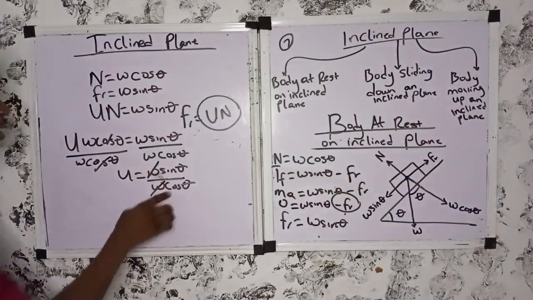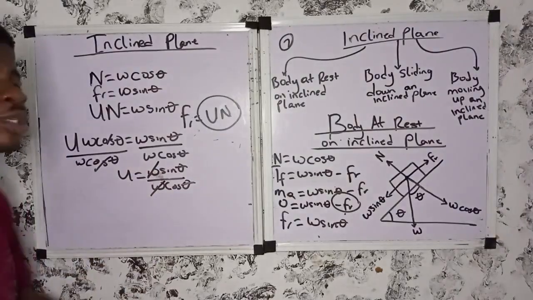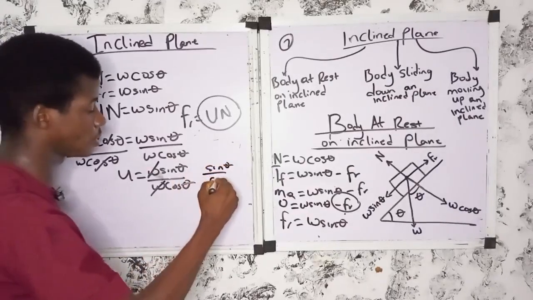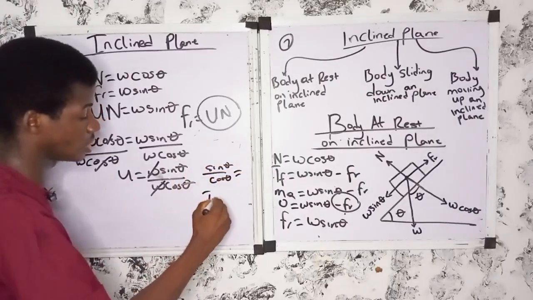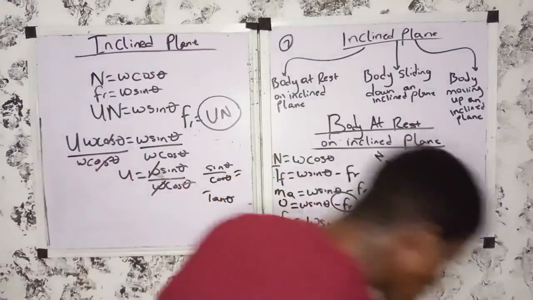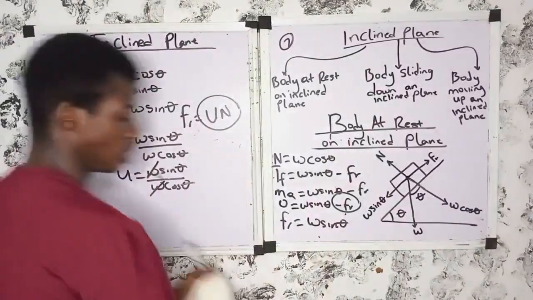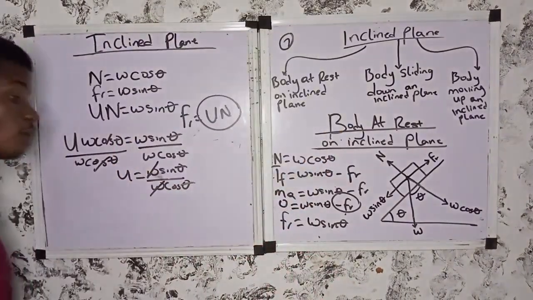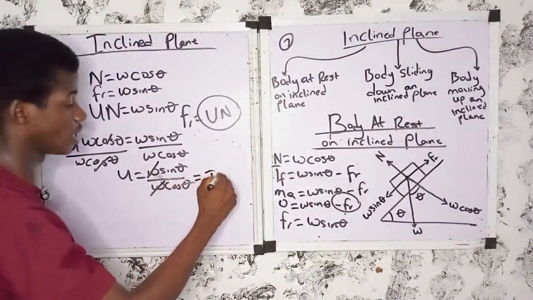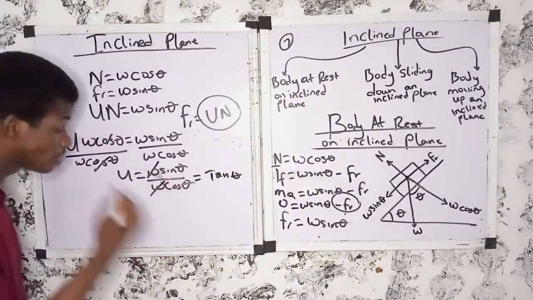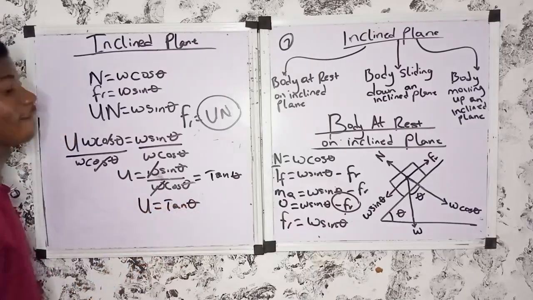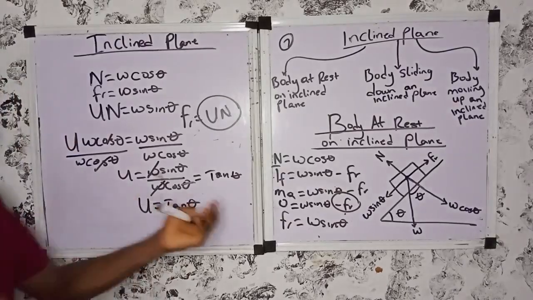Sine theta divided by cos theta. Now, according to trigonometry in maths, sine theta over cos theta is equal to what? Tan theta, according to trigonometry. So since we are left with sine theta over cos theta, which is the same thing as tan theta, that tells you that the coefficient of friction is equal to tan theta. So that is just it.